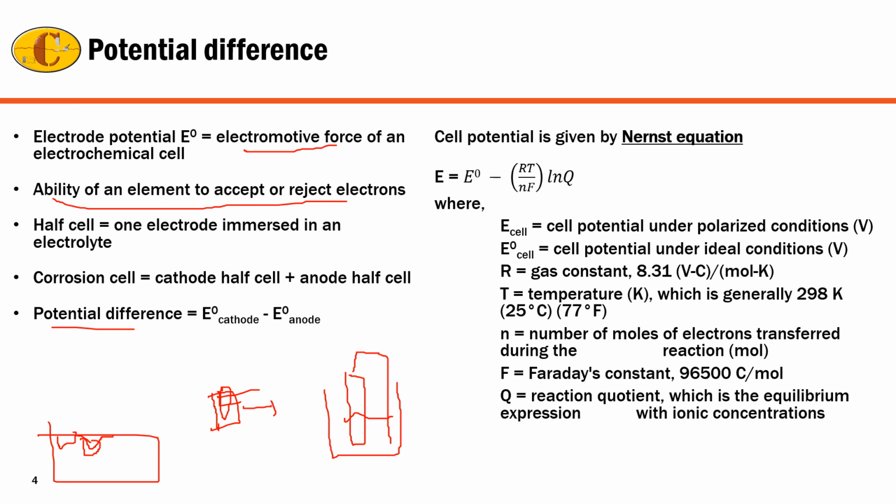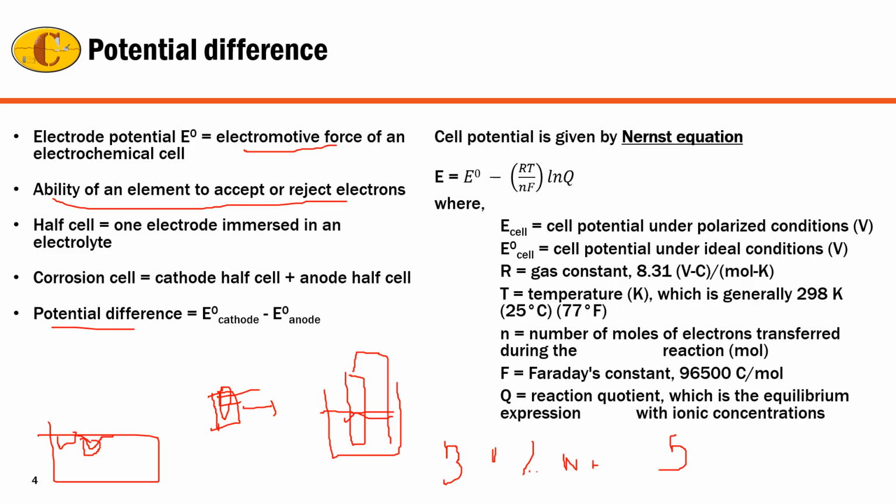Now the Nernst equation in general can give us the different cell potentials under non-ideal or polarized conditions, such as those where you have different electrolyte mediums. So if initially you have only NaCl, say 3% NaCl, then you have a certain cell potential. If you change this to say 5% sodium chloride, you will have a different cell potential. That difference you can calculate using the Nernst equation.